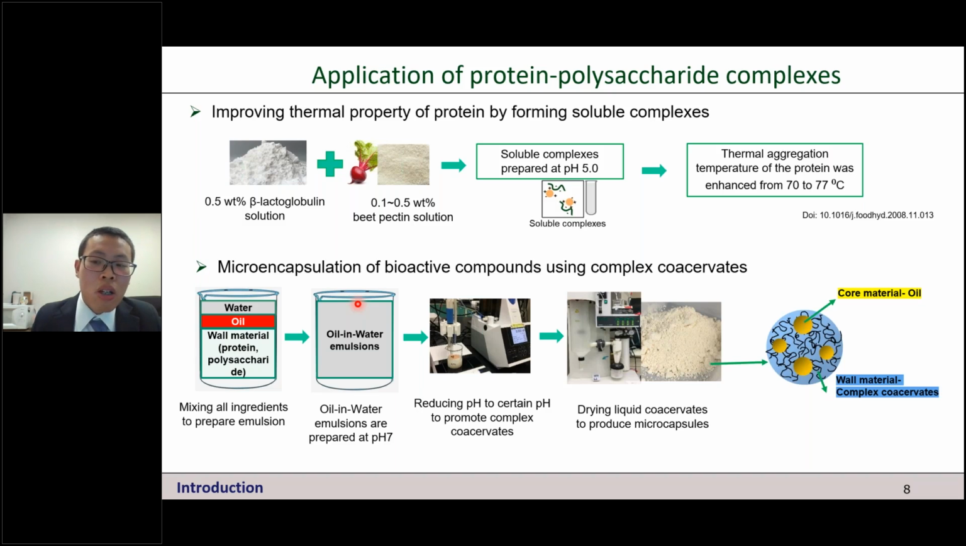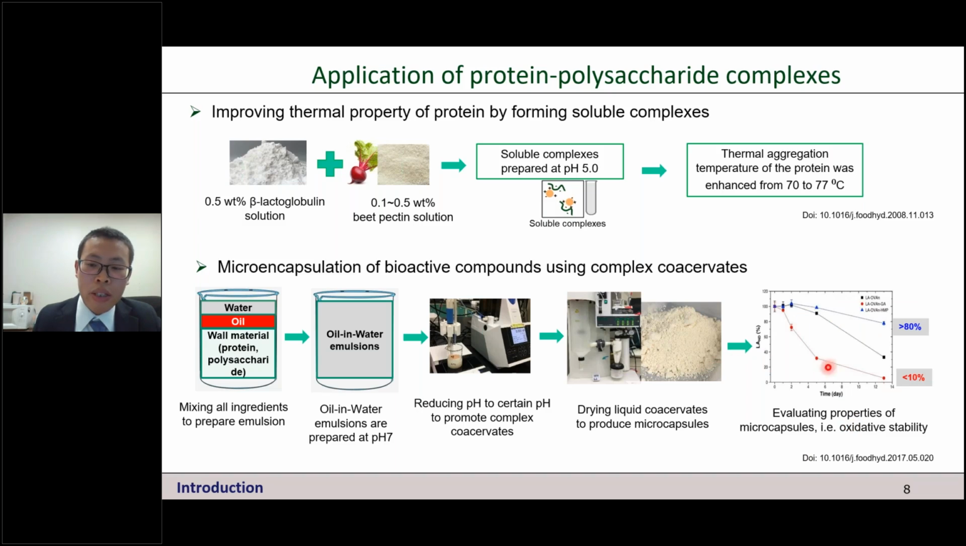To begin with, the core material, the linoleic oil, is mixed with wall material, a protein and polysaccharide mixture, to prepare an oil-in-water emulsion at pH 7. Afterwards, the pH of the emulsion is reduced to a certain pH to promote fabrication of complex coacervates. The liquid complex coacervates are then dried to produce microcapsules. As you can see, the powder particle is composed of a core material of oil and a wall material of complex coacervates. Finally, the oxidative stability of the microcapsules is evaluated. In this example, the oxidative stability of the oil is significantly improved.